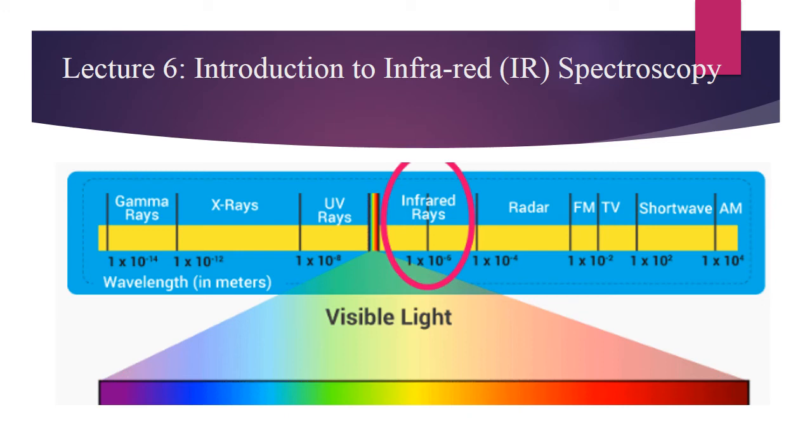So welcome back to lecture 6. In this lecture we are going to introduce IR spectroscopy. It is an important analytical technique for determining the structure of both inorganic and organic compounds. IR spectroscopy, that is infrared spectroscopy, is also known as vibrational spectroscopy.